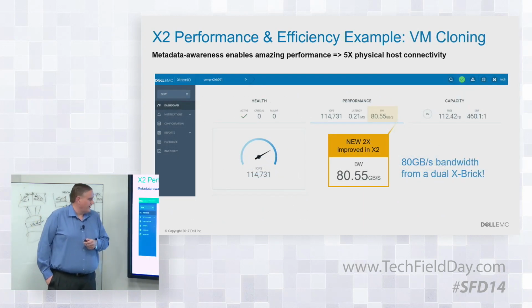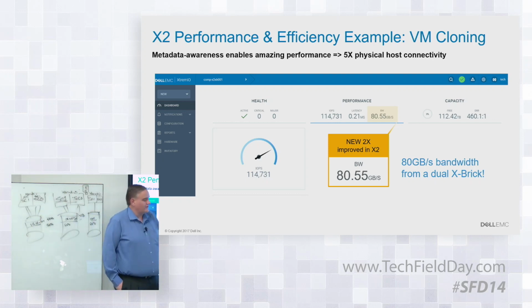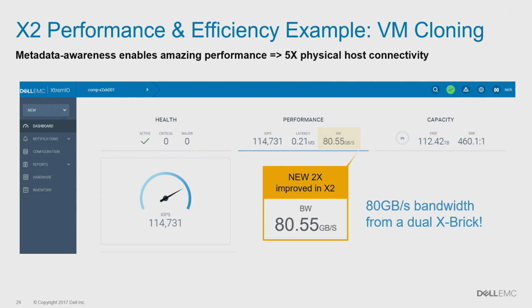All right, so cloning. We enhanced that. Basically with VAAI cloning, we quadrupled the performance of cloning in X2. It used to be about 20 gig a second that we could go, and now we're going up to 80 gig a second.